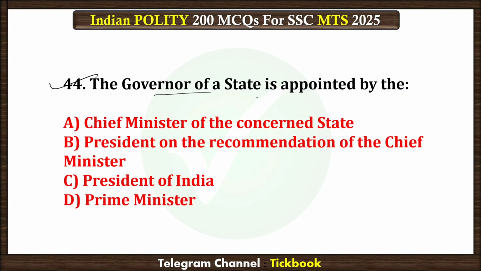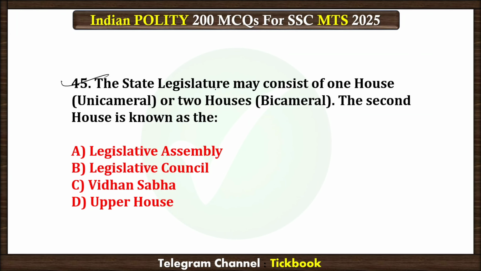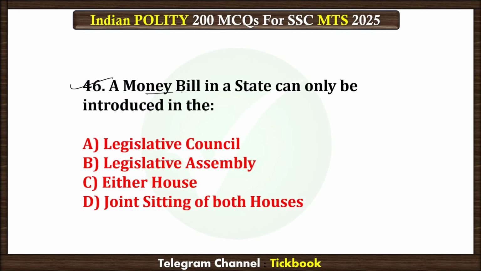44. The governor of a state is appointed by the. Option number C, President of India. 45. The state legislature may consist of one house or two houses. The second house is known as the. Option number B, Legislative Council. 46. A money bill in a state can only be introduced in the. Option number B, Legislative Assembly.